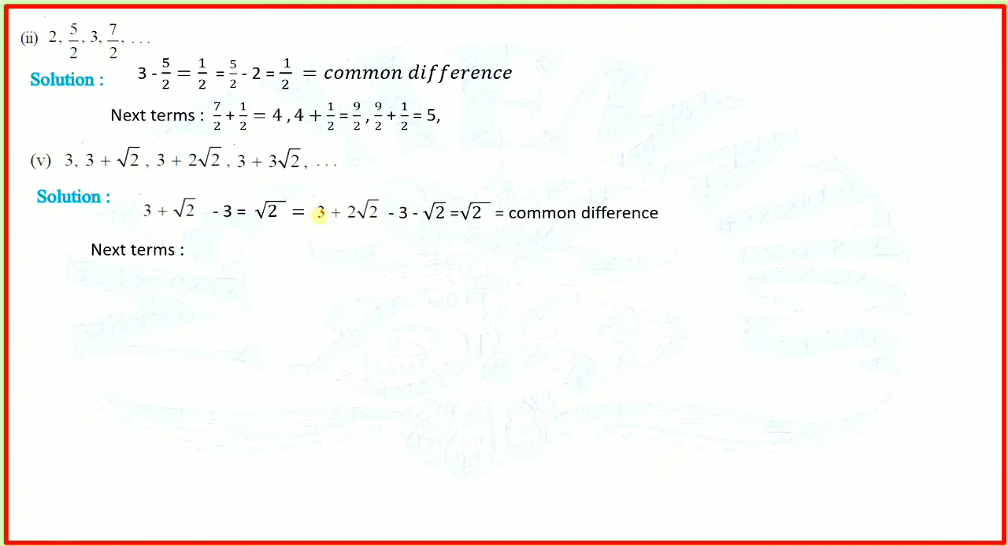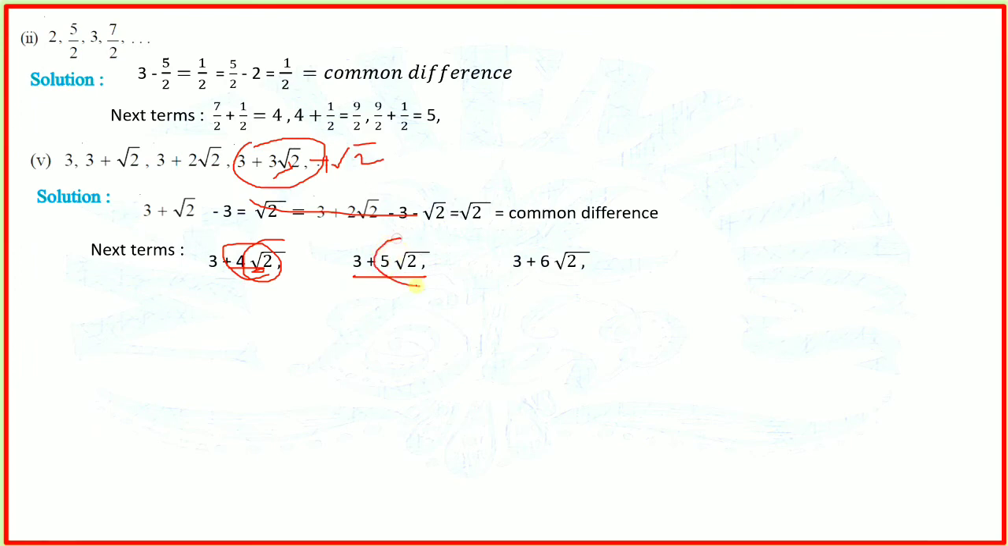Now this is an AP, so the next 3 terms. This is our last term, 3 plus 3 root 2. Then adding root 2 to it, we will have 3 plus 4 root 2. Then the next term will be 3 plus 5 root 2, since one more root 2 will be added. Then one more root 2 will be added, so 3 plus 6 root 2. That's all about this. Next question is minus 1 by 2, minus 1 by 2, minus 1 by 2, minus 1 by 2.